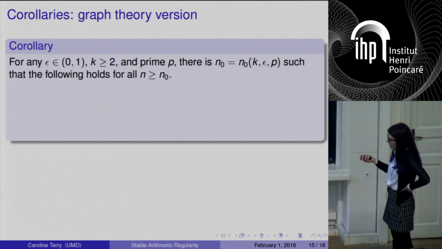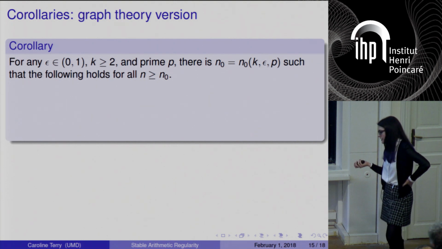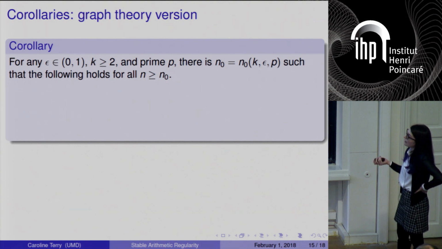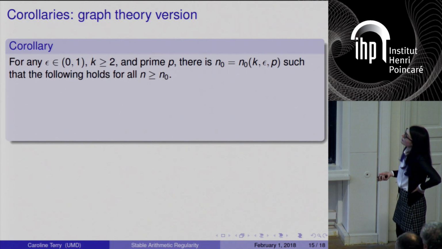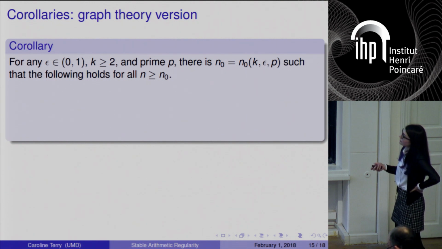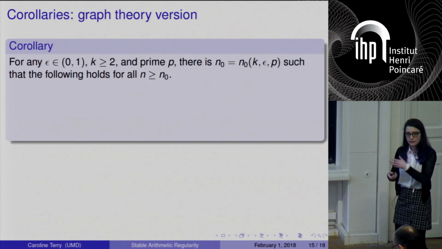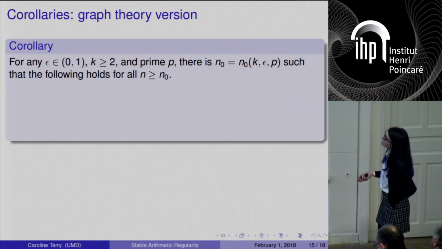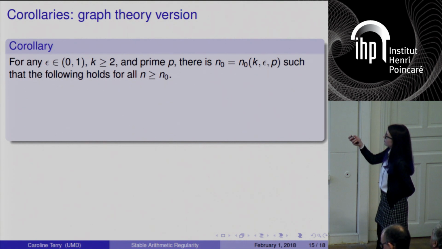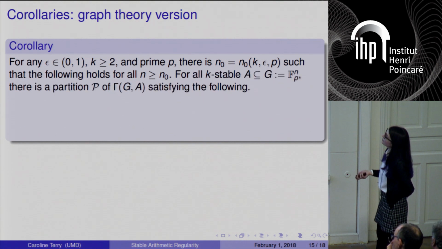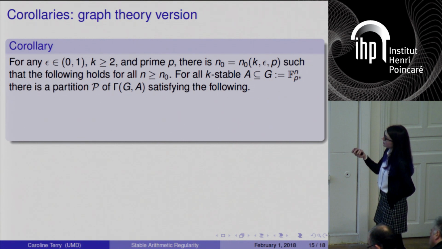Okay, so now, just because I think it's nice, I'm going to restate this in a graph version. So this is going to be a regularity lemma for the Cayley graph. This says for any epsilon, k, and prime, there's an n0 so that for all little n bigger than n0, the following holds. If I take a k-stable subset A of the group F_p^n, then there's a partition P of the Cayley graph, Gamma_A, satisfying the following.